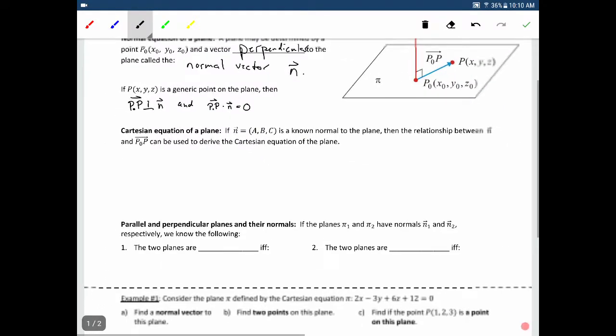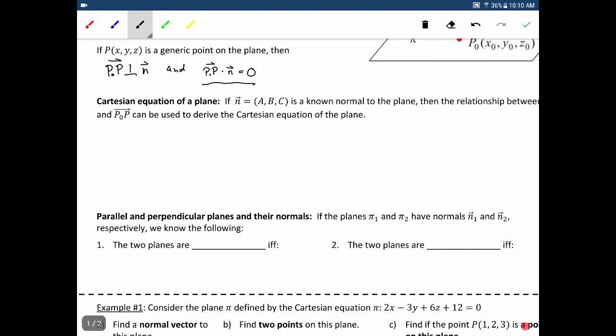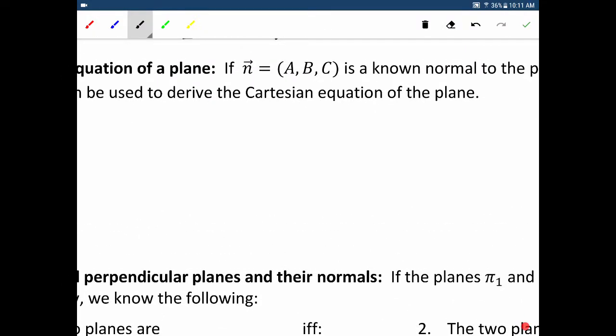So the Cartesian equation of a plane, if n is (A, B, C) and a point is known on the plane. I'm going to skip through how it's derived because it's really not that interesting or relevant. But what this gives us is, if we have a normal (A, B, C) to the plane, the equation is Ax + By + Cz + D = 0.